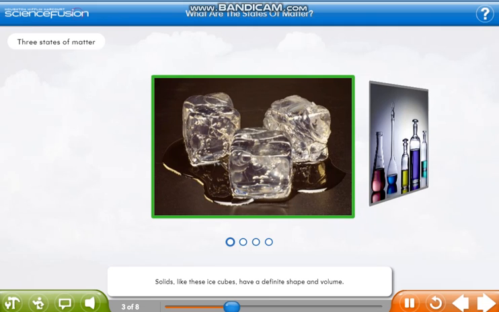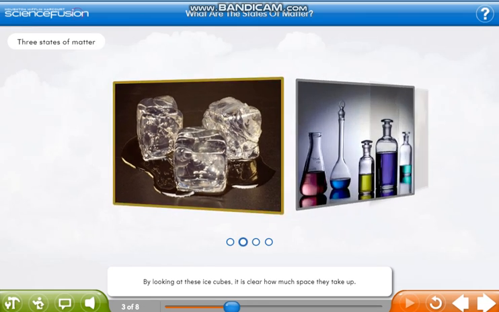Solids like these ice cubes have a definite shape and volume. Volume is a measure of how much space matter takes up. By looking at these ice cubes, it is clear how much space they take up.